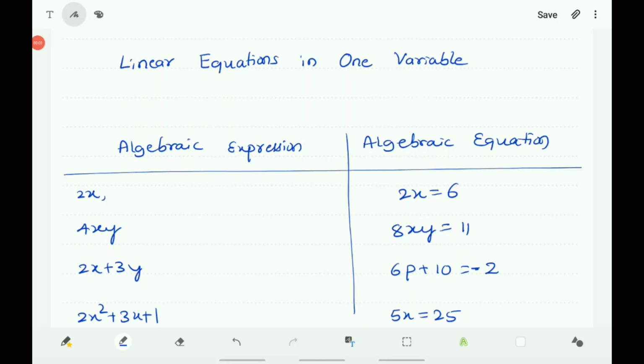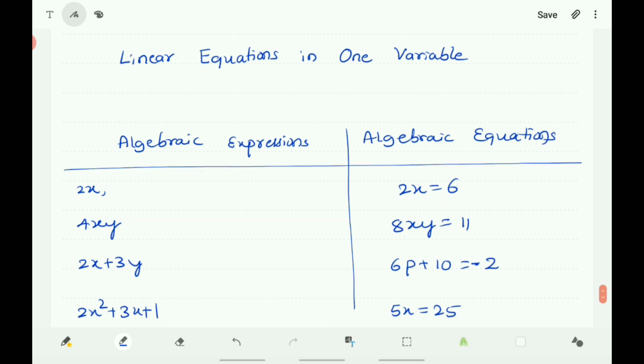Children, let us start the chapter linear equations in one variable. You have come across several algebraic expressions and also algebraic equations. Now, see the difference between algebraic expressions and algebraic equations. Here in the first column, they are algebraic expressions, and in the second column, they are algebraic equations.